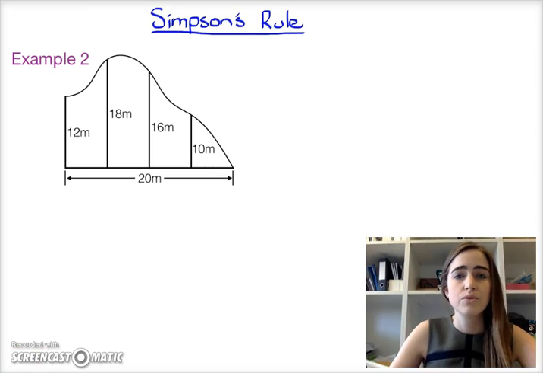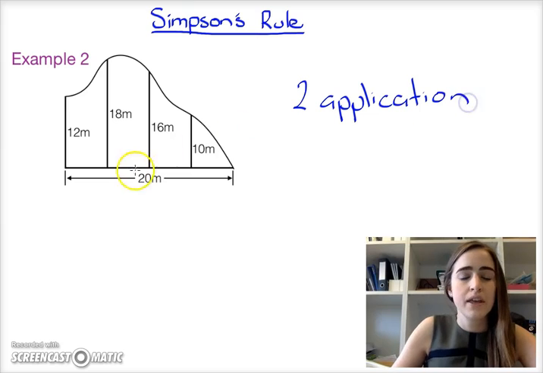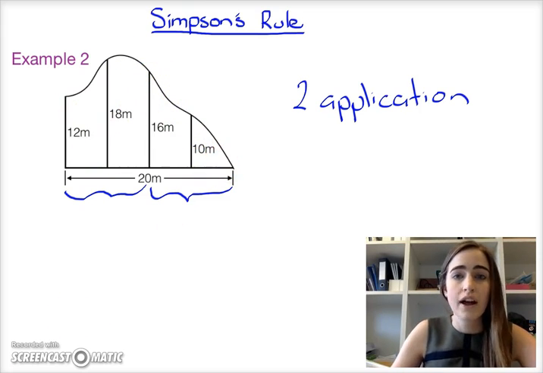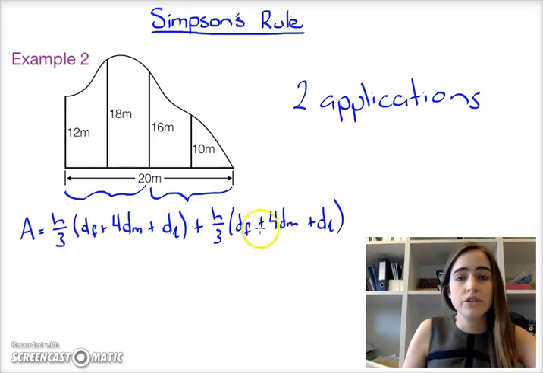In our second example, we're actually going to have to use two applications of Simpson's rule. The first application will find the area of this first part of the shape, and the second application will find the area of the second part of the shape. So Simpson's rule once for this part and Simpson's rule a second time for this bit. We'll write down our formula again, and we're going to write it twice this time, because we're doing two applications.